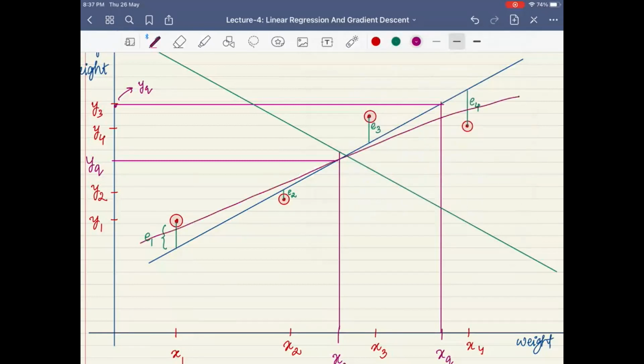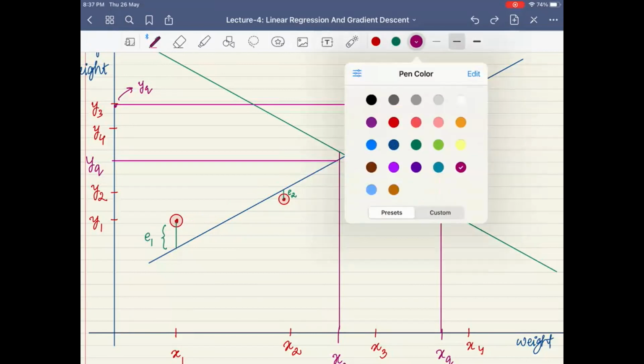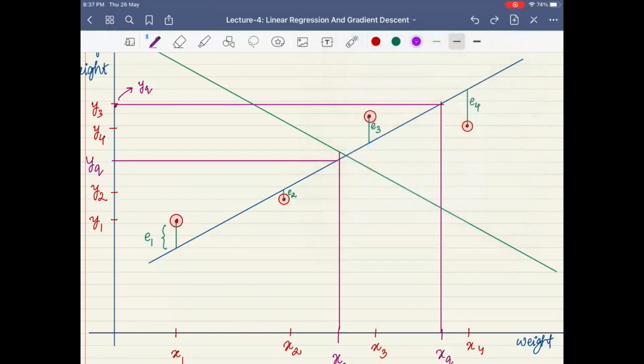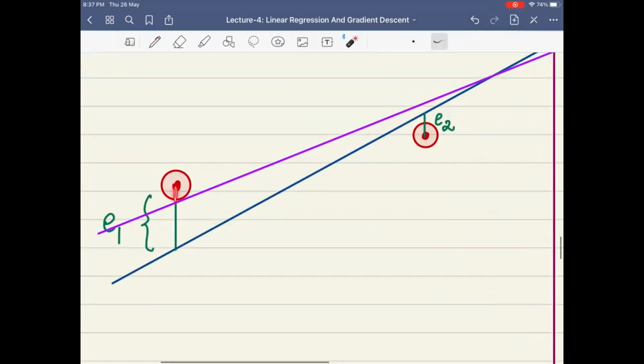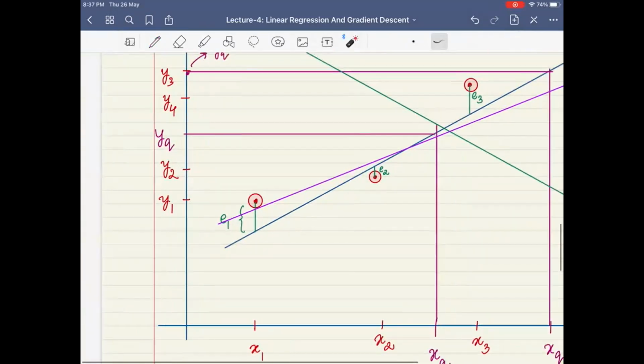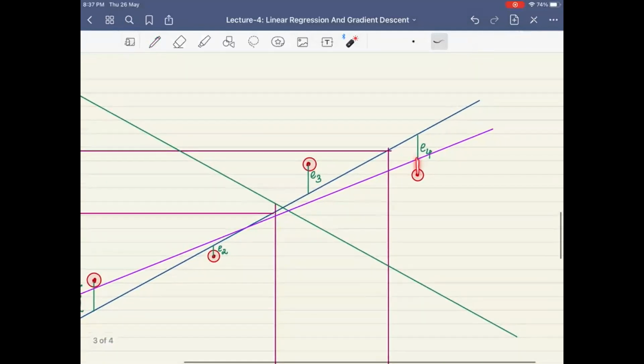So let's consider this line. Or maybe let me use a different color. I'm running out of colors. So maybe the purple line. So consider this particular line, the purple line. In this case, you have decreased the error. So now the error is this. E1 is this, right? And E4 is this, right? Do you see this?